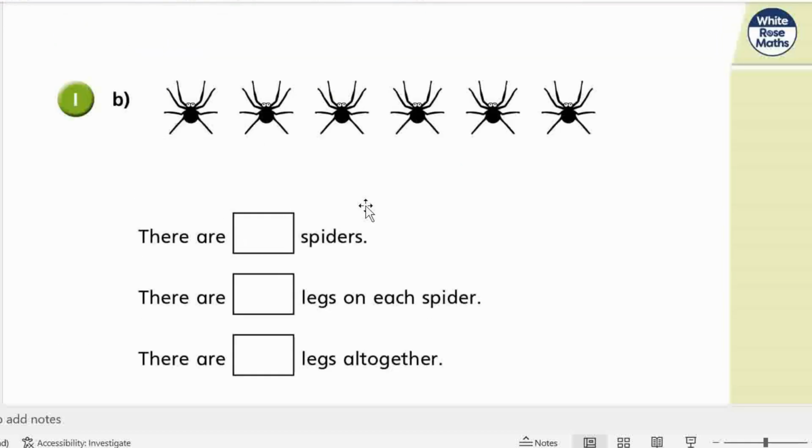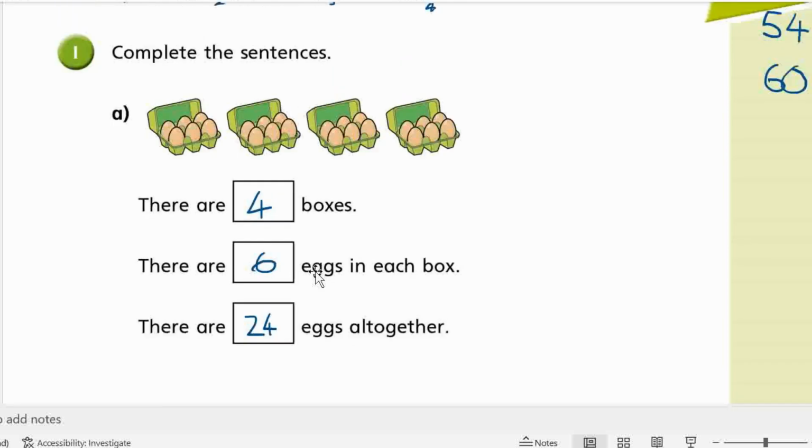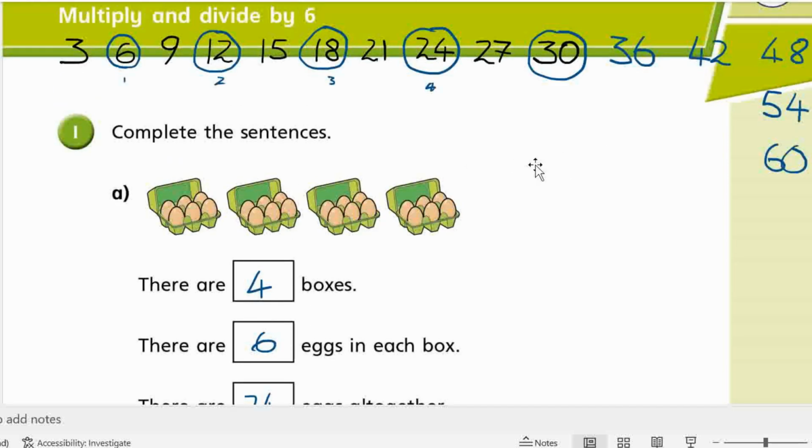B. There are how many spiders? 6. Yeah, good. There are how many legs on each spider? 8. There's 8 legs on a spider. Okay, there are how many legs altogether? So it's 6 times 8. Yes, 48. Because remember, 4, 5, 6, 7, 8. So yes, it's 48.